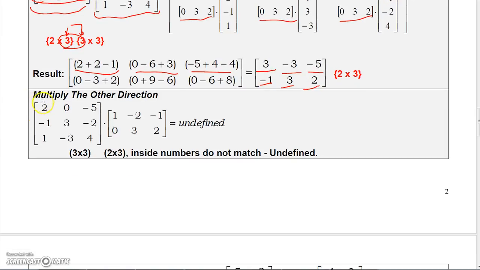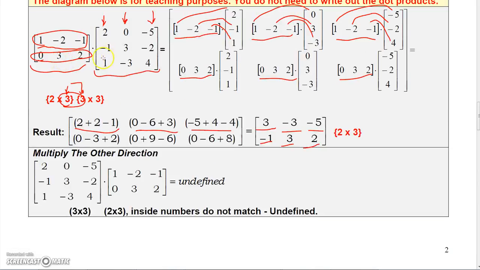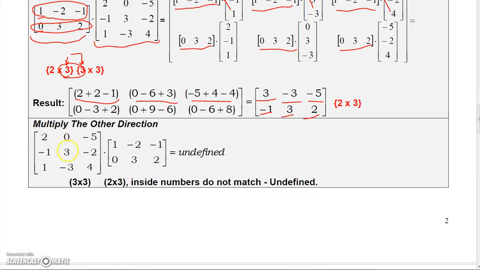Now, multiplying matrices is not commutative. Like if I took these same two matrices and tried to multiply them the other direction, then notice this would be a 3 by 3 matrix, and this would be a 2 by 3 matrix. Well, the first matrix has 3 columns, but the second matrix only has 2 rows.